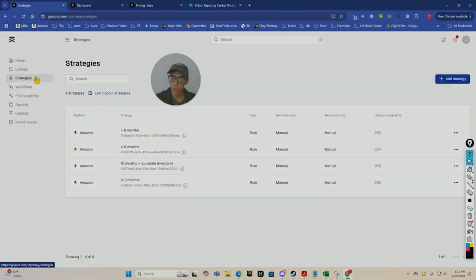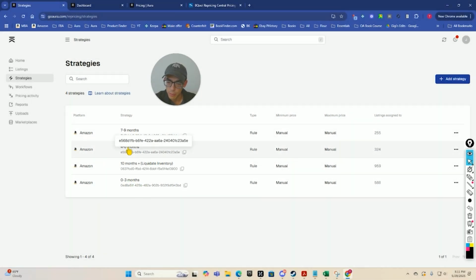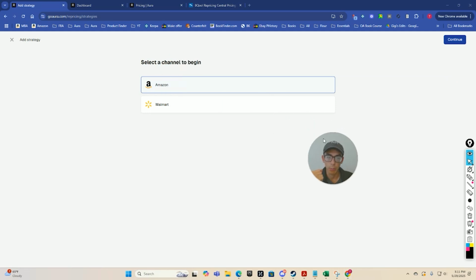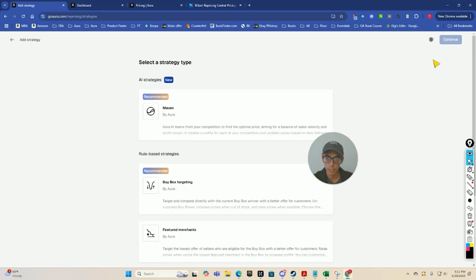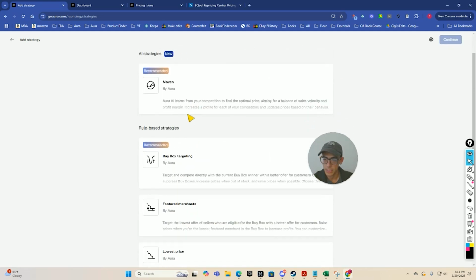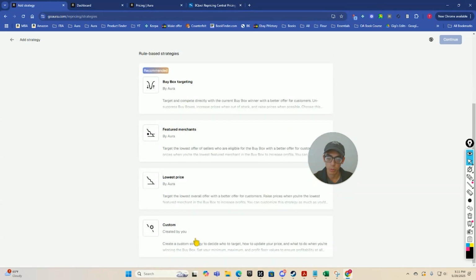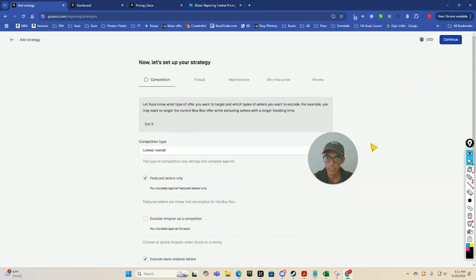Let's go ahead and work on our strategies. So you'll see that I actually have 4 strategies here: 0 to 3 months, 4 to 6 months, 7 to 9 months, and 10 months plus. And what we're going to be doing is creating custom rules. The way that you do that is come up here to the top right, which is called Add Strategy. And because I sell on Amazon, we'll click Sell on Amazon. Now, there are a couple of different rule-based settings as well as an AI tool, which you can use if you want. I prefer just to have my own custom rules. So I'm going to click on Custom Rule and click Continue.